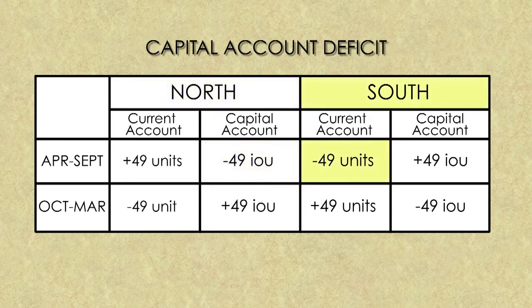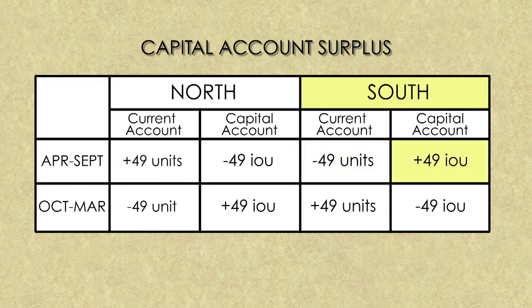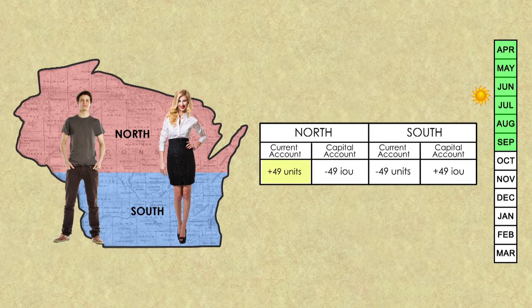In the exact same time period, the South ran a current account deficit of 49 units of food, since it imported that food from the North, and a capital account surplus of 49 IOUs for food, since it exported or gave those IOUs to the North in exchange for the food. Notice that the current account and the capital account add up or sum to 0 for each country. This is accounting. If the North sells 49 units of food to the South, it must receive an IOU for 49 units of food in return. Thus, the North is plus 49 on the current account and minus 49 on the capital account.